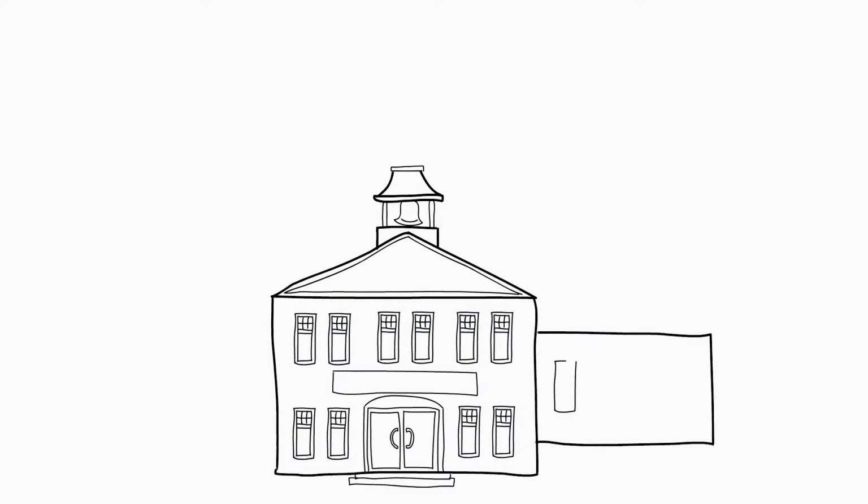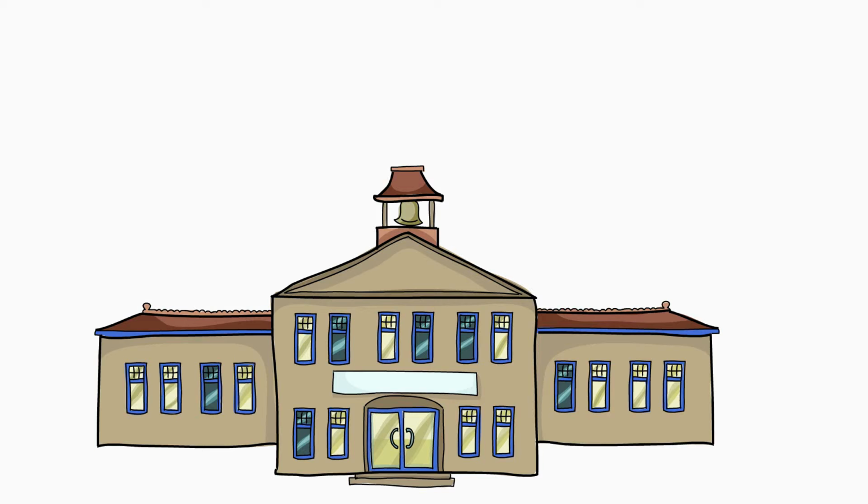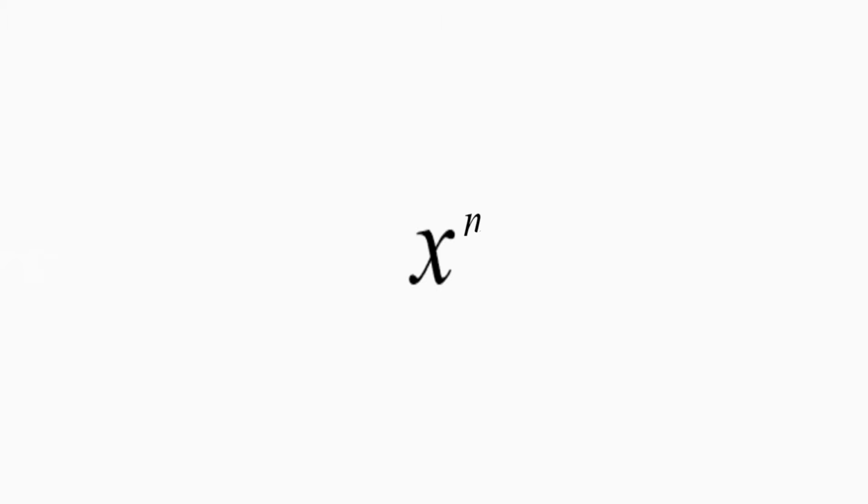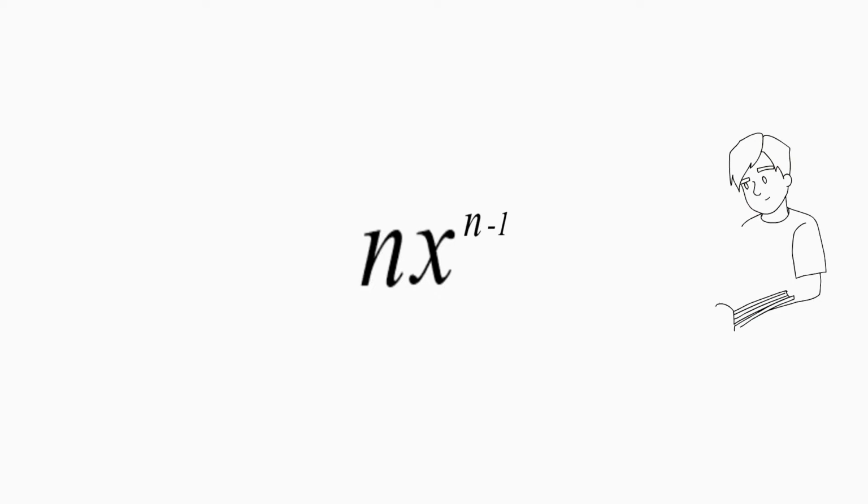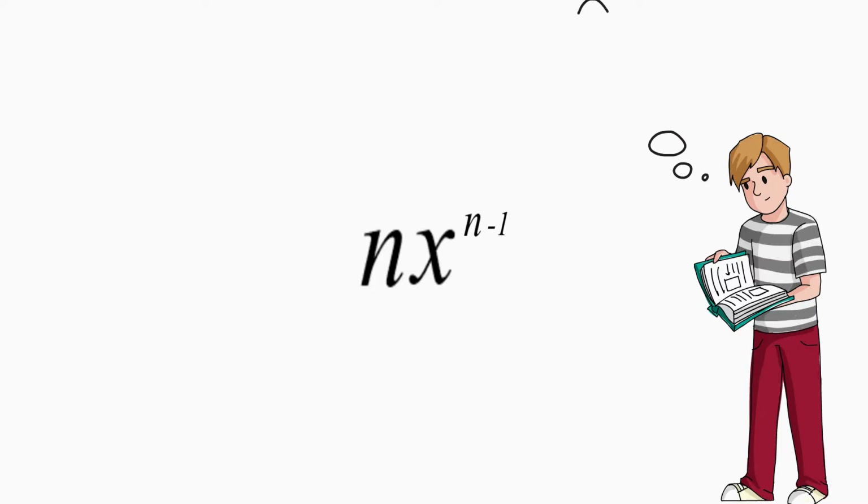In your high school, you might have been forced to learn a rule where the derivative of x to the power n can be obtained by making the power hop in front, leaving one behind. But that's just an easy way to memorize, but not a good way to understand.